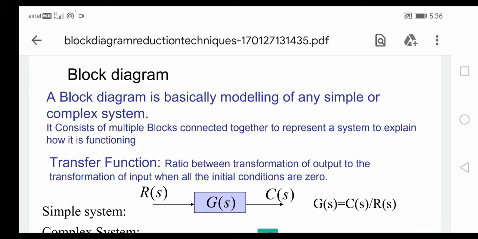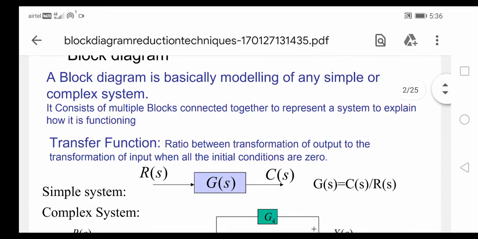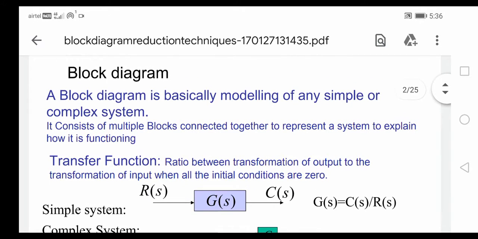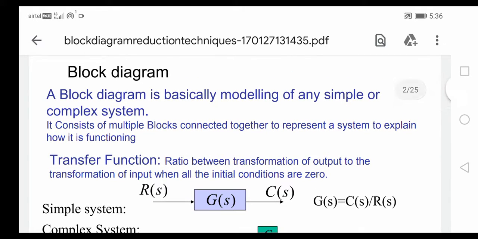In this lecture, I am going to discuss block diagram reduction techniques. Before going to that, what is a block diagram and how are you going to reduce that block diagram? What are the different rules in the block diagram? In this lecture, we are going to discuss.